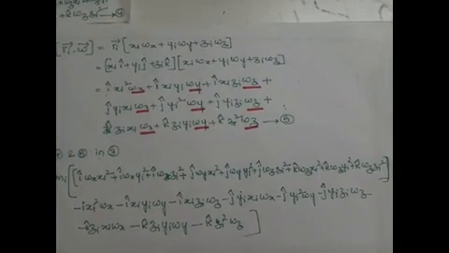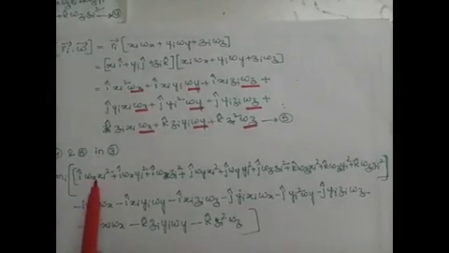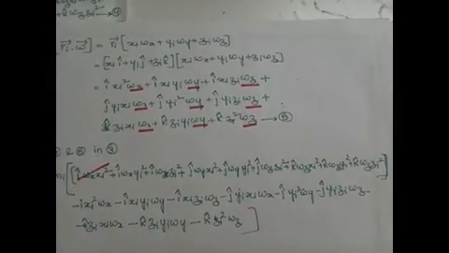Now let us see which terms cancel with each other. See here, i cap omega x xi square cancels.